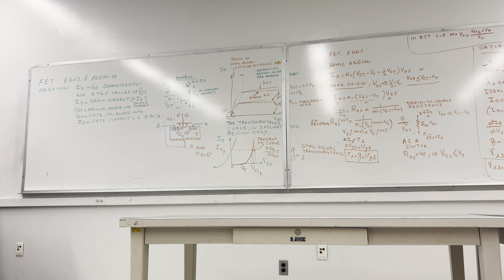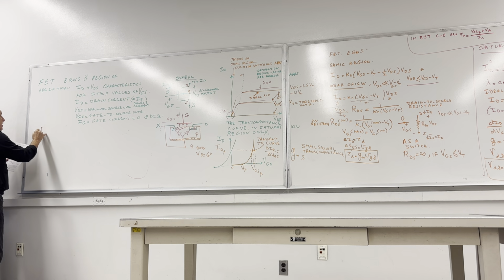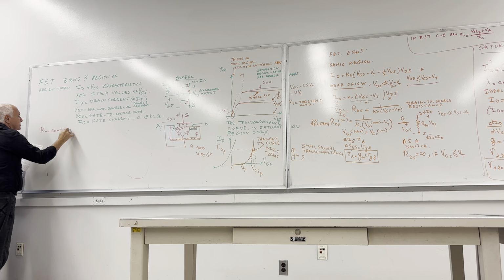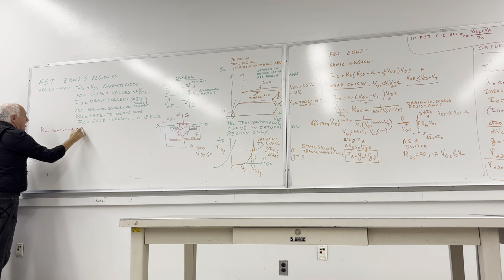Okay. Can you tell me the name of what Kn stands for? Kn is called the conductance coefficient. It has a formula that calculates it. I didn't go into that here. Kn is known as the conductance coefficient.